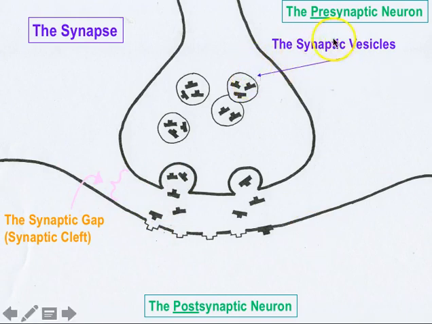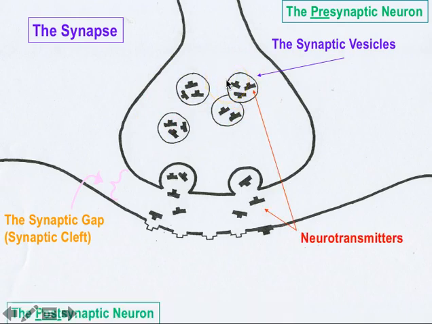Inside the terminal button are these little spherical packets of neurotransmitter, and these are called synaptic vesicles. And here you see there are a number of them, and packaged within them are these little tiny shapes that I've drawn in, and these represent the neurotransmitters. You see them up here packaged in the synaptic vesicles where they hang out until they get released. The little spherical packet will come over to the edge and fuse. When it does that, it will dump its contents of neurotransmitter into the gap.